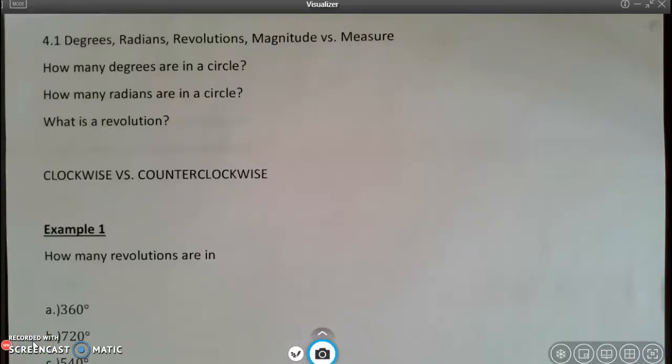4.1, degrees, radians, revolutions, magnitude versus measure, video number 1. In our new unit, we're going to start off by talking about the basics of a circle.